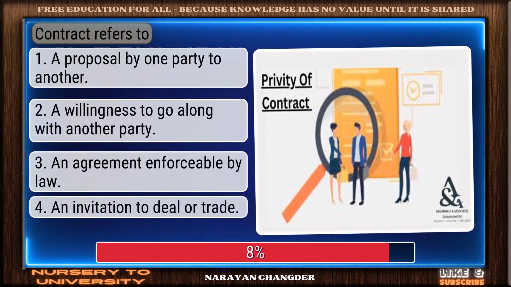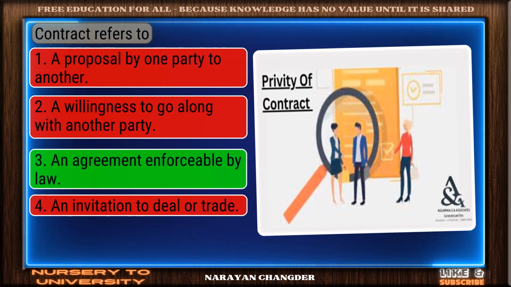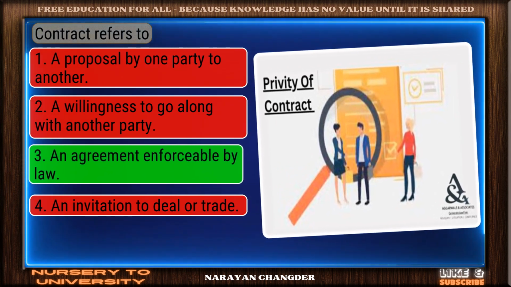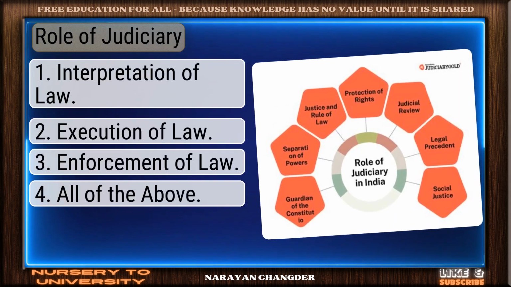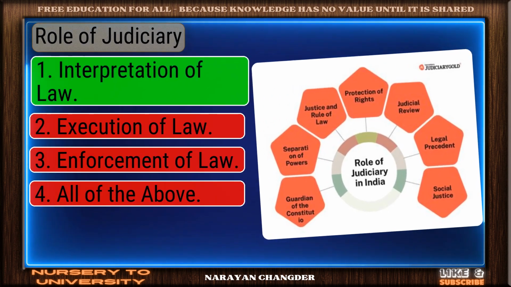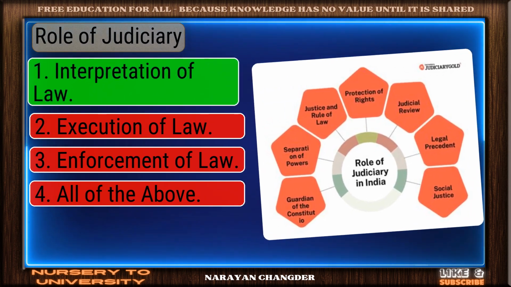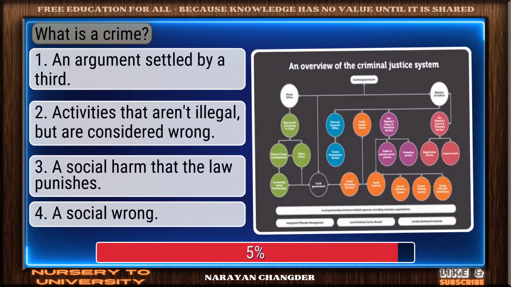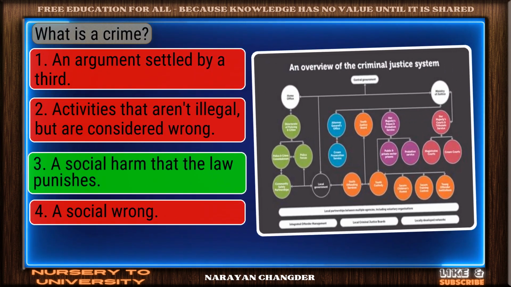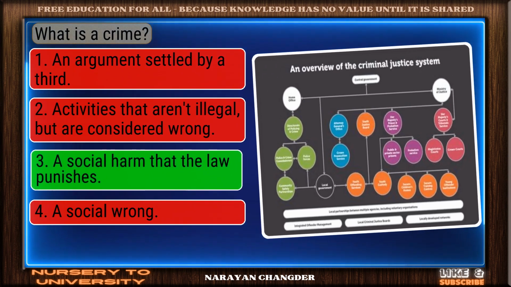Contract refers to. Exactly. An agreement enforceable by law makes sense, and it is the right choice. Role of judiciary. Clear logic. Your choice, interpretation of law, is sound and 100% true. What is a crime? Excellent choice. A social harm that the law punishes is the right answer.